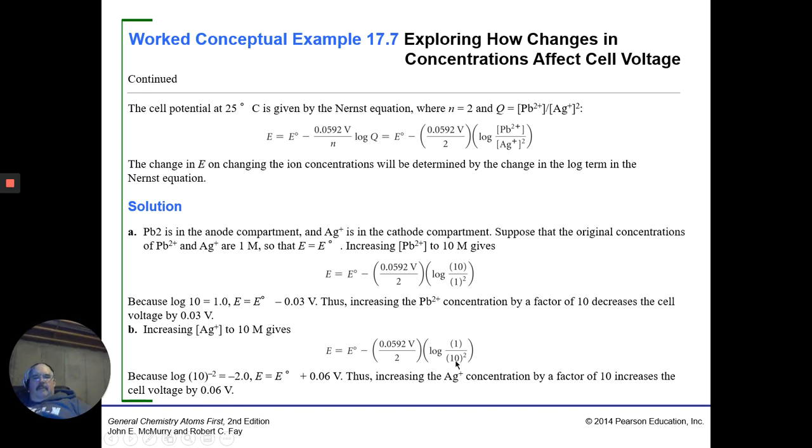Okay, what if we increase the cathode compartment by a factor of 10? Then we would square the 10, and log of 10 to the minus 2 is minus 2. And so our non-standard voltage would increase by 0.06 volts.